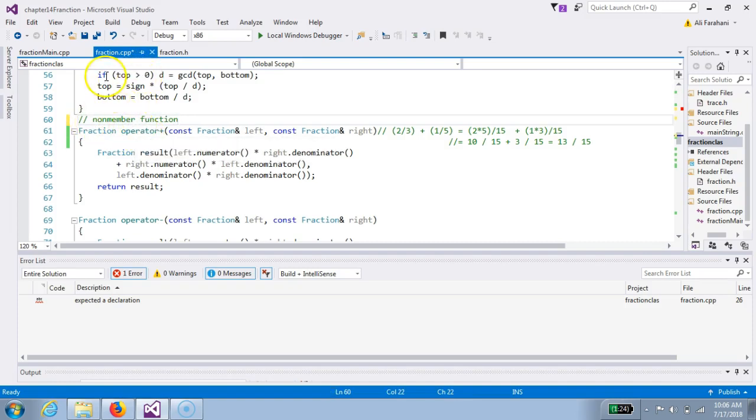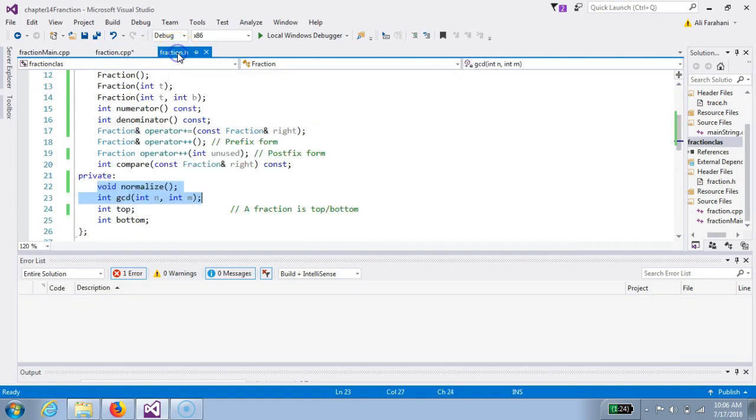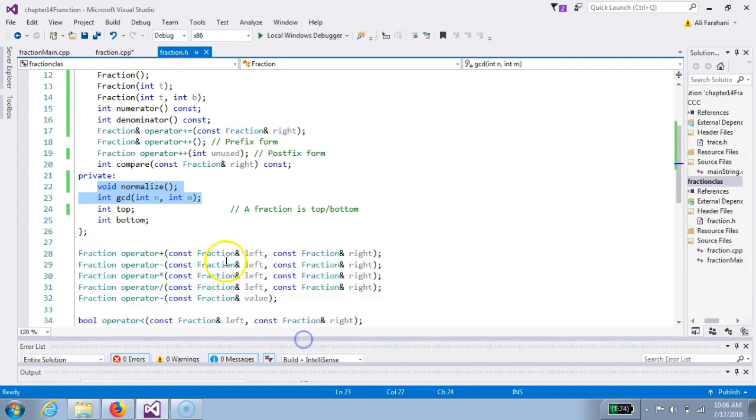What do I mean by a non-member function? Let me go back to the fraction definition. If I go in there, that's the header file. If you notice, you have operators that are defined inside the class. Those are defined as member functions. And then you have operators that are defined outside the class. These are non-member functions, so they are basically defined outside the class.